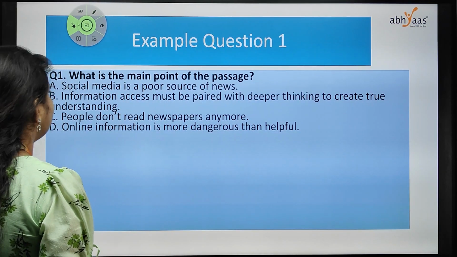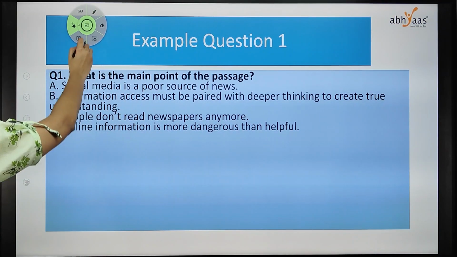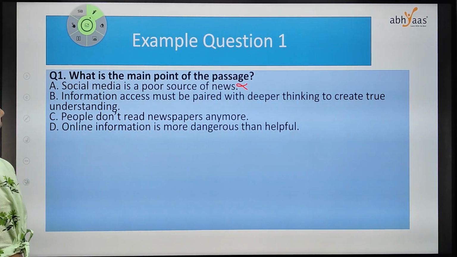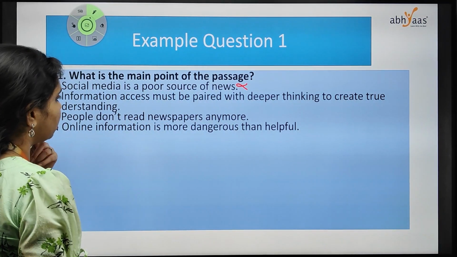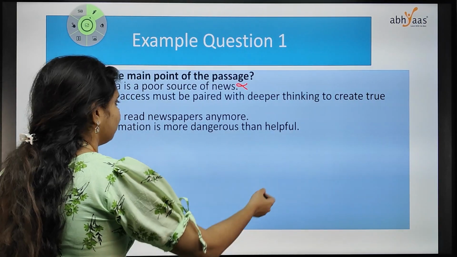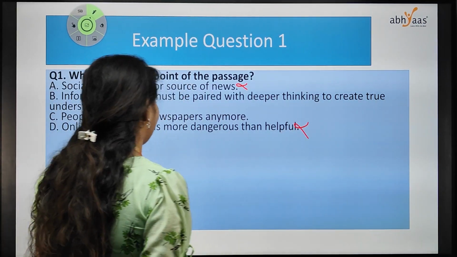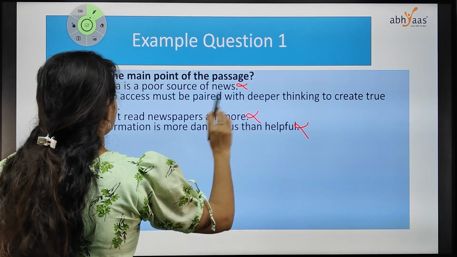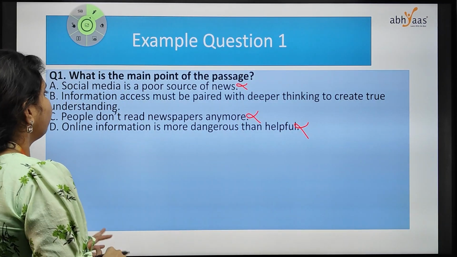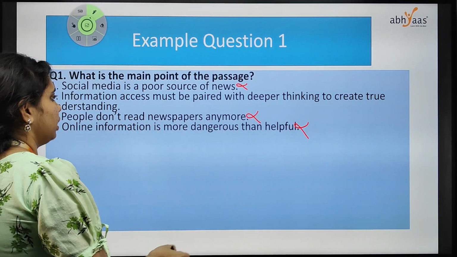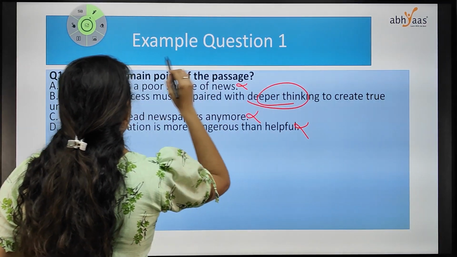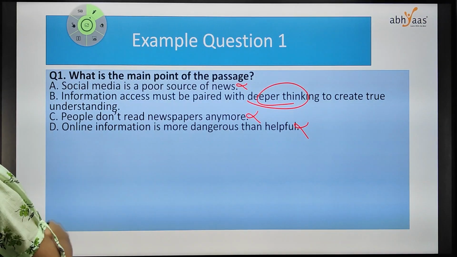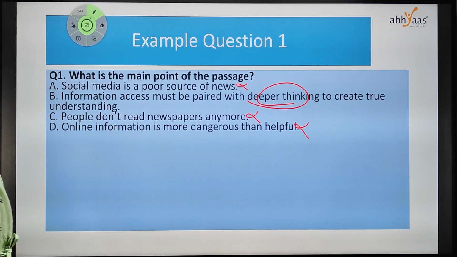Social media is a poor source of news. No, that's not the main point. It might be an underlying point, but it's not the main point. Online information is more dangerous than helpful. No, it's not even near that. People don't read newspapers anyway. This is completely irrelevant. I think this question is pretty easy to eliminate. Information access must be paired with deeper thinking to create understanding. Yes, this is quite easy, I can say, because elimination has been very easy here.